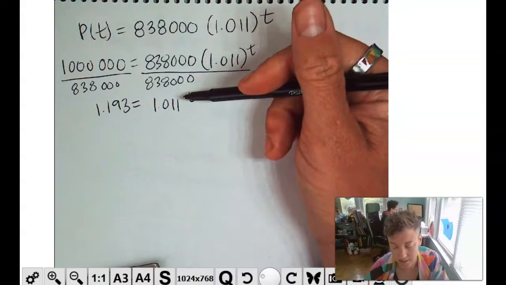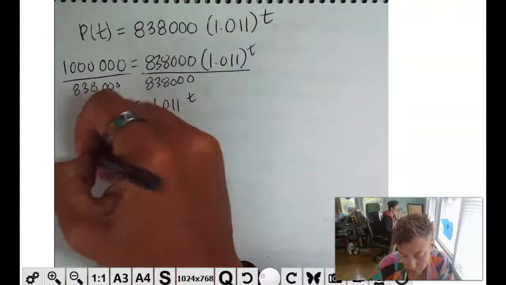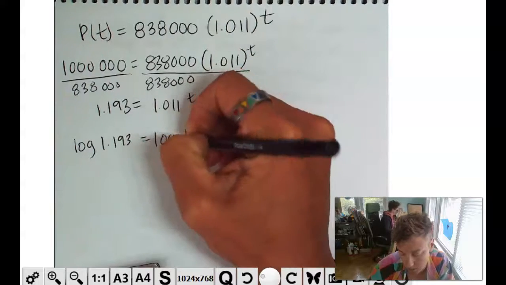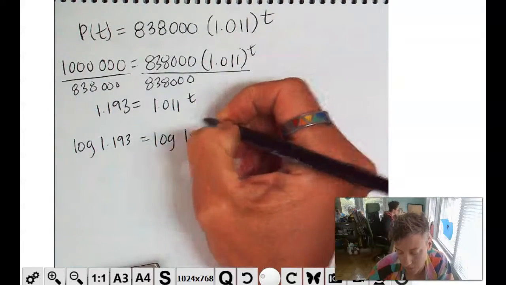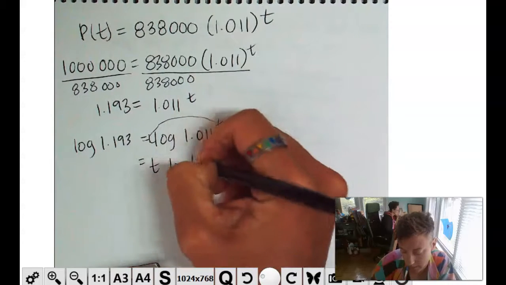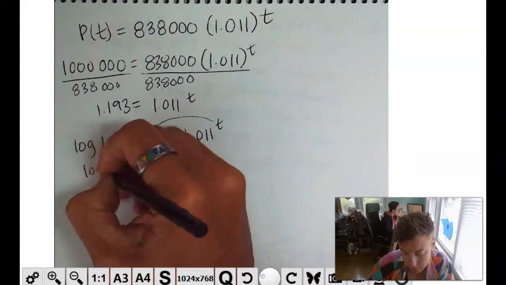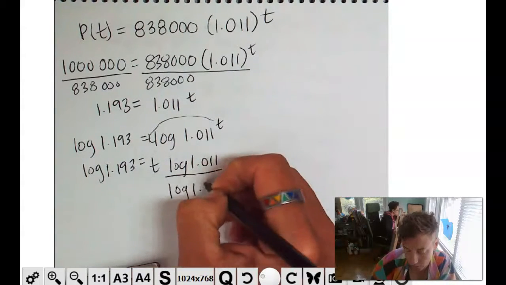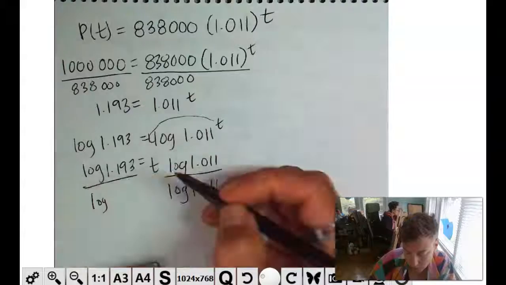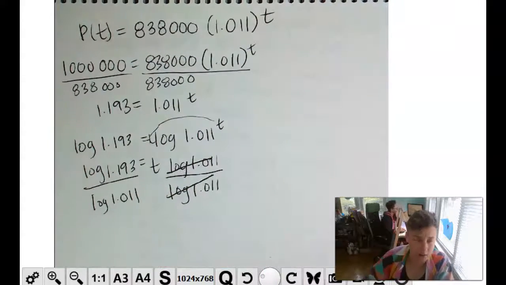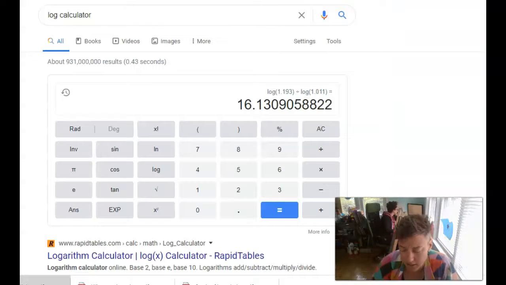Let's take the log base 10 of both sides. Log 1.193 equals log of 1.011 to the t. The t comes out in front. So we've got t equals log 1.193 divided by log of 1.011. Go ask the internet for some help. All right, the internet says our t equals 16.1.